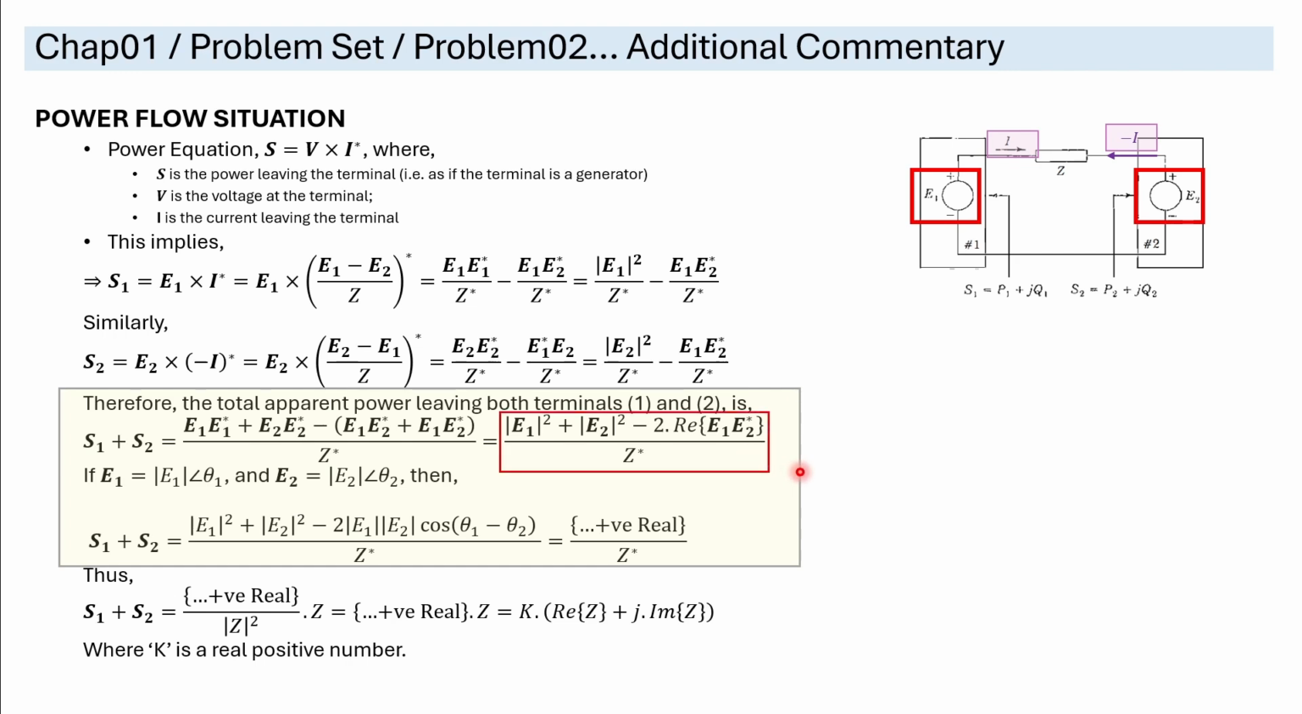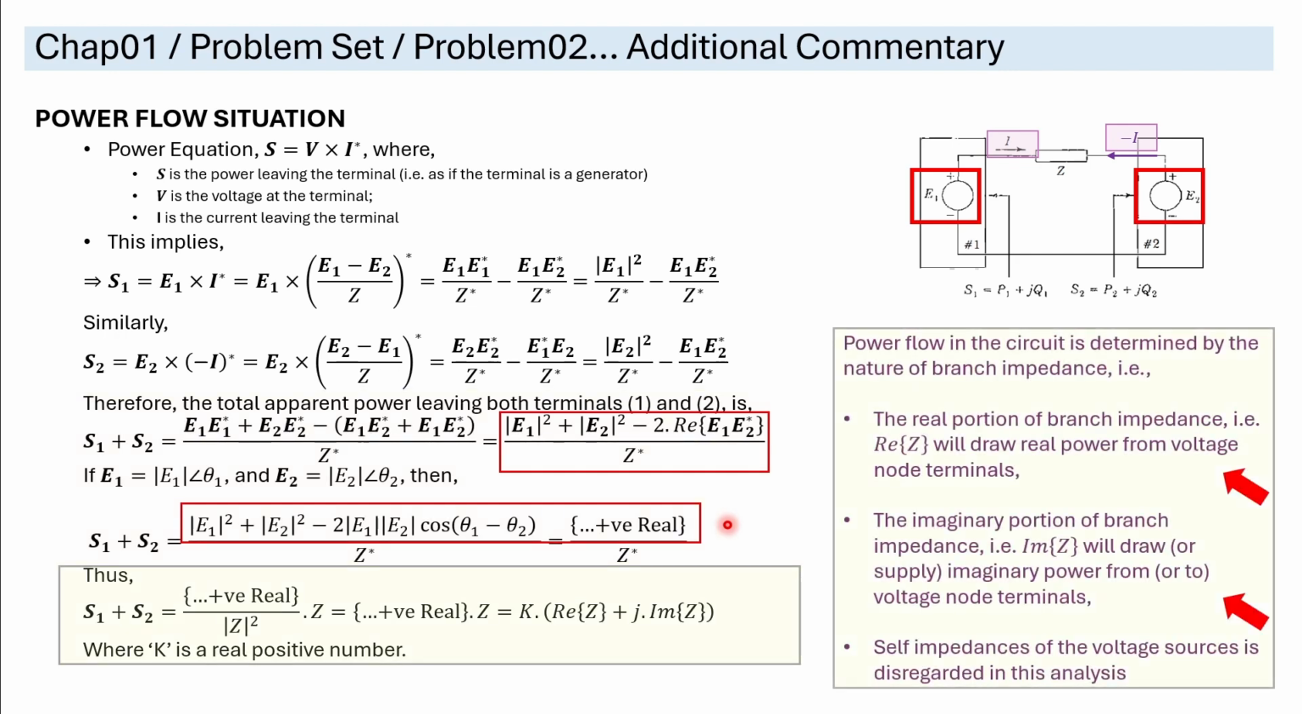After carefully managing the complex terms, we arrive at an expression for total apparent power to be the magnitude of E1 squared plus the magnitude of E2 squared minus twice the real part of E1 times the conjugate of E2, all divided by the conjugate of the impedance Z. A bit deeper mathematical investigation will reveal that the numerator is always real and always non-negative. We encourage the students to prove this is true for mathematical rigor.